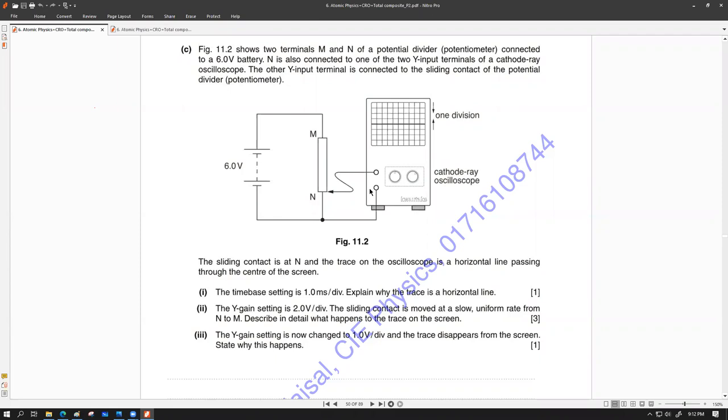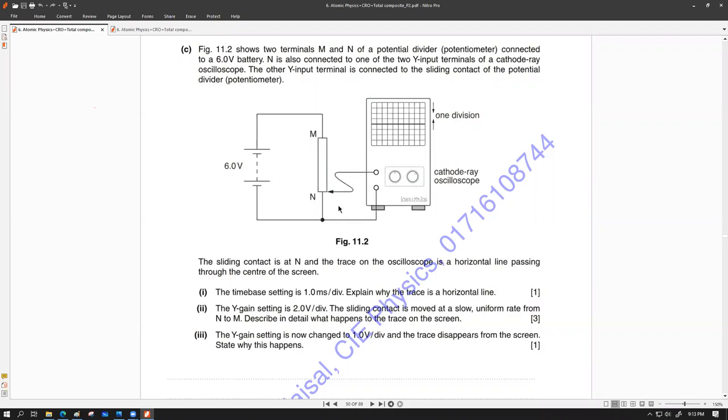All right, number two. I would like to elaborate. Since the question on number one already says that the time-base setting is 1 millisecond per division, they have already mentioned this and explained why the trace is a horizontal line. So essentially, they have already told you the idea about time-base. So you cannot write that the time-base is on and expect to score this one mark. You have to say that for the position of the slider at the end N, the voltage across the two connection points for the Y inputs is zero.